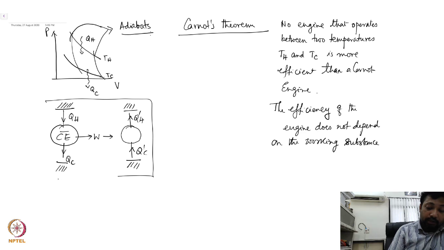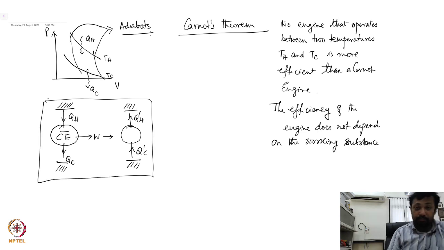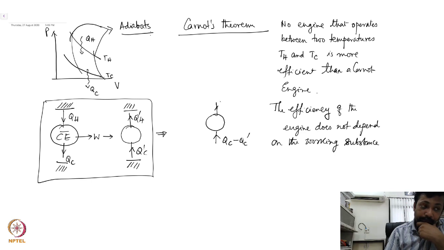If I now look at the combined system together, when we put them in a box and just look at what this thing is doing, this equivalence is that I extract an amount of heat QC minus QC prime. The arrows have to be different.